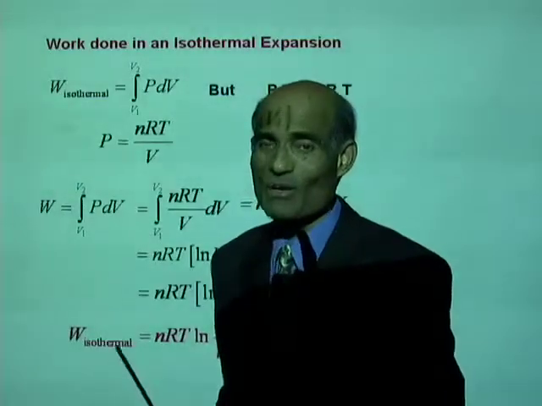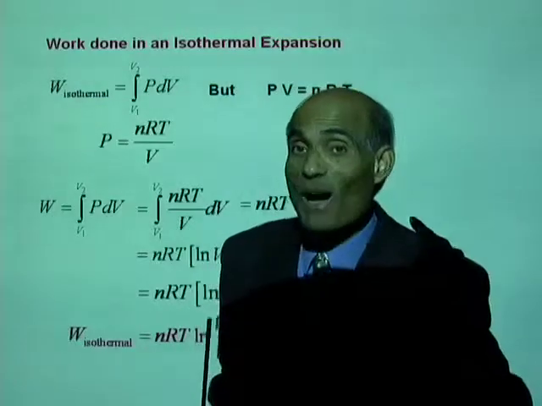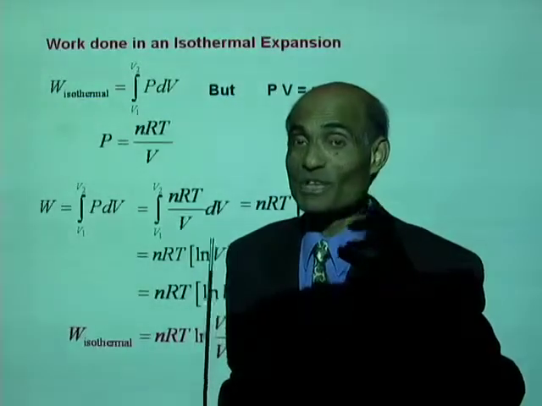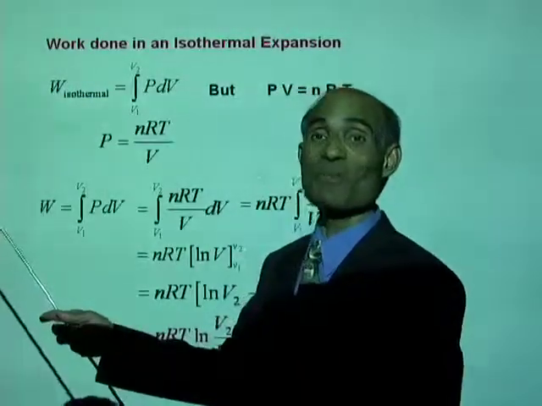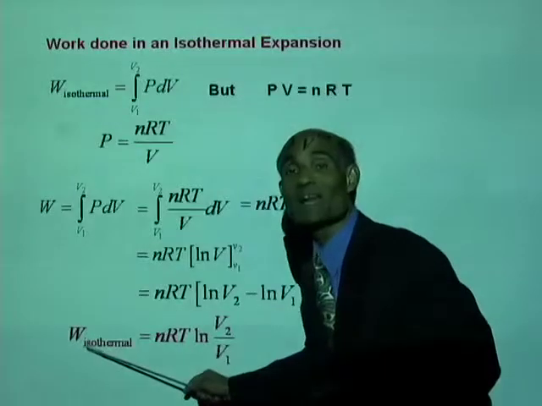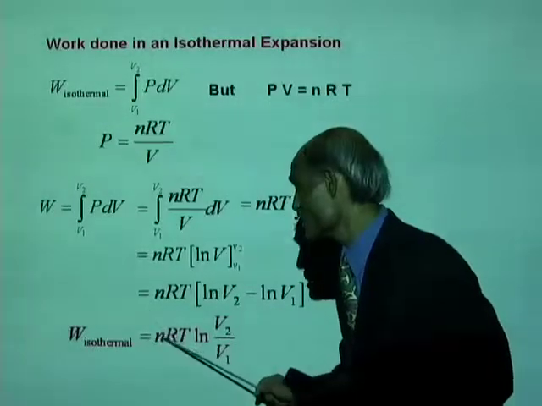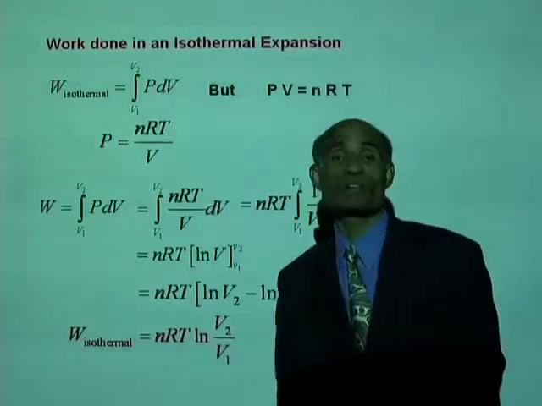Alright, let me ask you now, what is the equation for the work done for an isobaric process? The pressure remains a constant. Is P dV, P times V2 minus V1. Work done in an isothermal process, temperature remains a constant, is nRT ln V2 over V1.